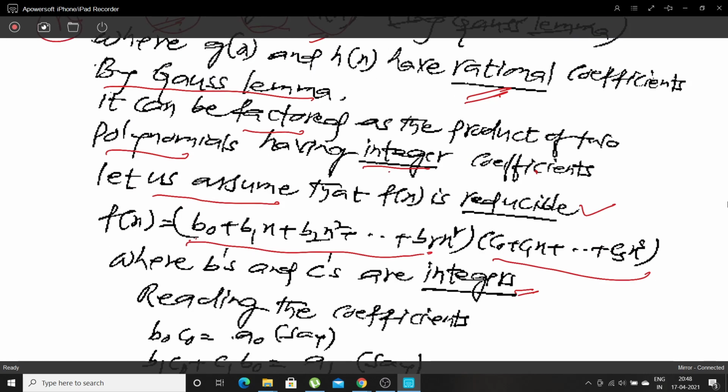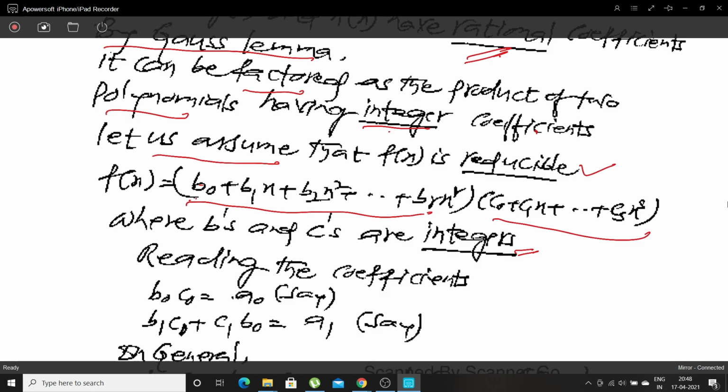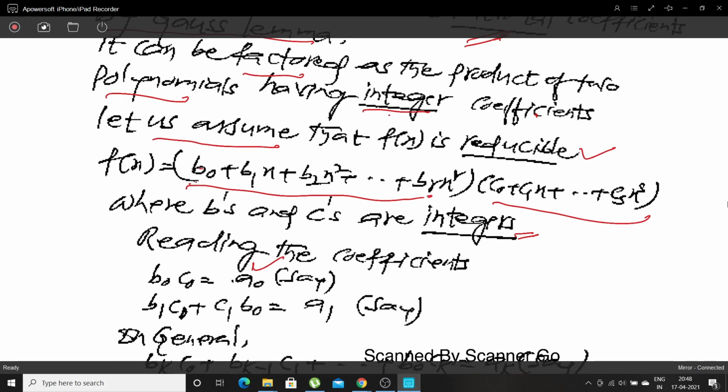We are making use of Gauss lemma here. If we multiply the constant term with the constant term, b0 c0, I denote it by a0. If you multiply these two polynomials, now I will take the coefficients of x. The coefficient of x is of the form b1 c0 plus c1 b0, and I'll denote it by a1.